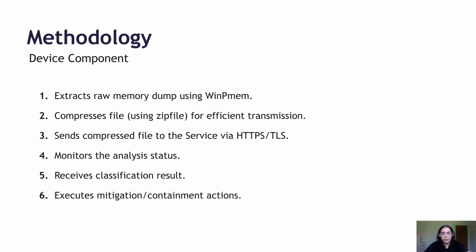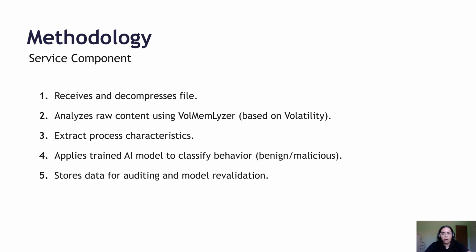The entire process is automated through Task Scheduler on Windows. The service component consists of Docker containers running a Flask web server and a Postgres database. When the service receives a compressed memory dump, it follows this workflow. Step 1. Decompress the received file to recover the original raw format memory dump.